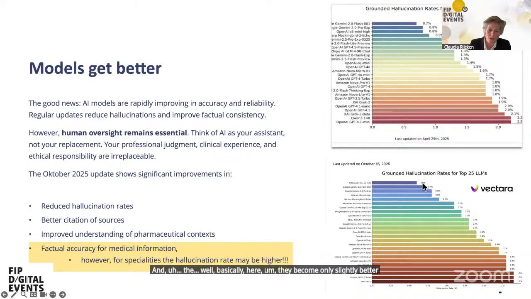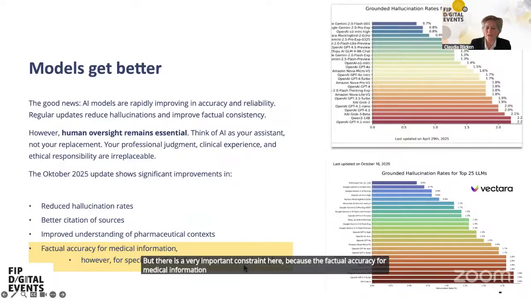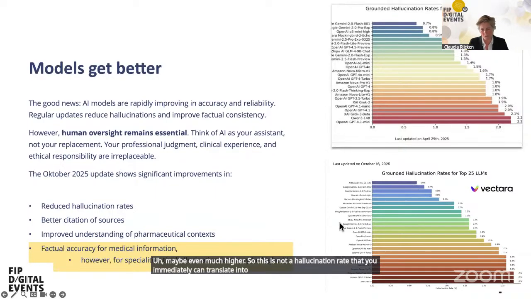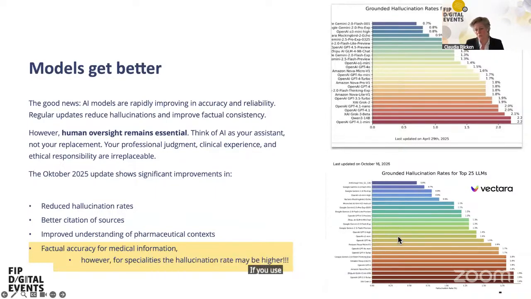It's 0.6%. But there is a very important constraint here, because the factual accuracy for medical information, the hallucination rate in that case may be even much higher. So this is not a hallucination rate that you immediately can translate into the medical environment. But if you use models for general purposes, you can see that provided that you use the right prompting, you might get an output that has a very low mistake rate. And Vectara comes up every 2 months with a new review of models.